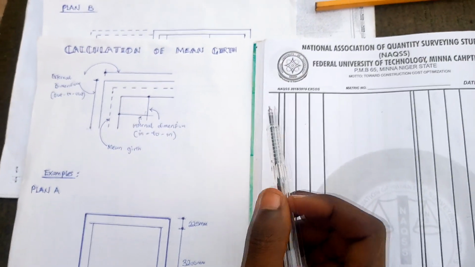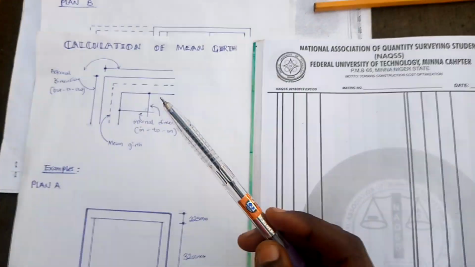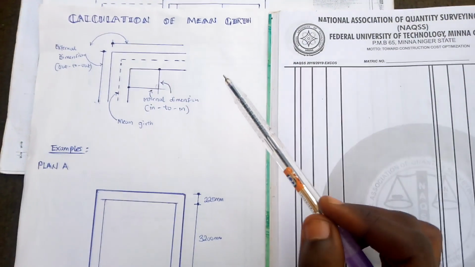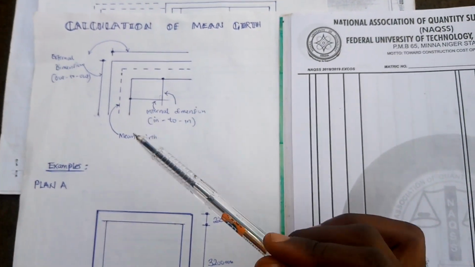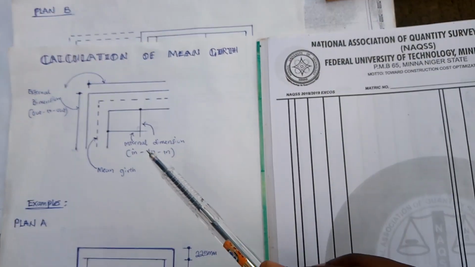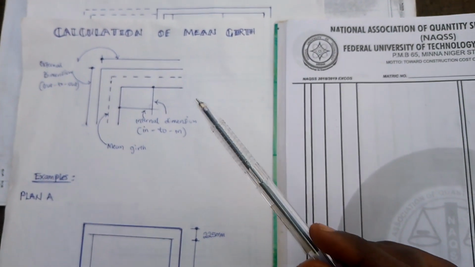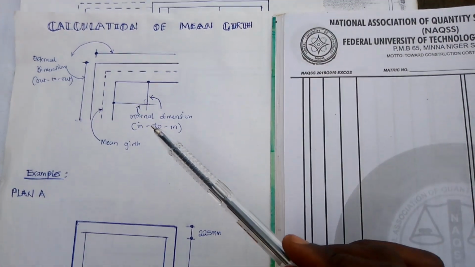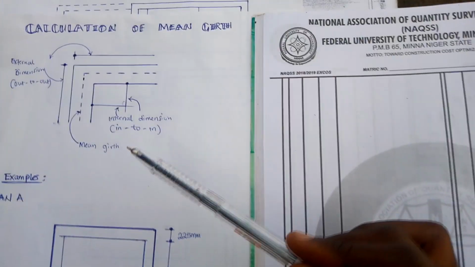When we carry out measurement for various structures, it is necessary that some items are measured making use of the mean girth, that is the center to center dimension, so as to get a uniform quantity for such items. Examples of these items are block work, concrete in foundation, and damp-proof course, and some other items which we are going to discuss in our subsequent videos. In order to have a perfect understanding of taking off, it is required of us to first and foremost gain the knowledge of mean girth.